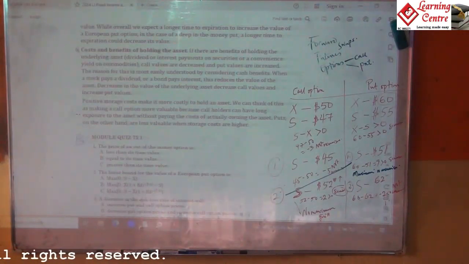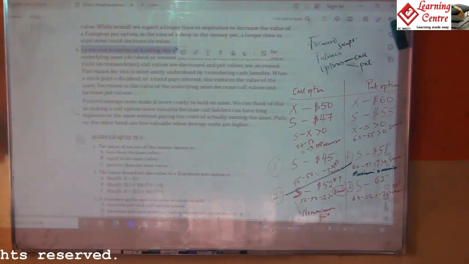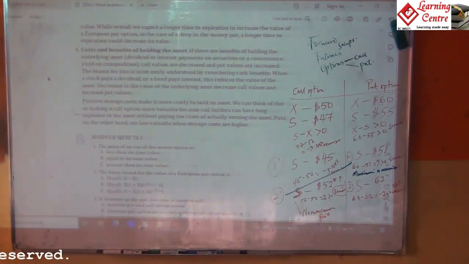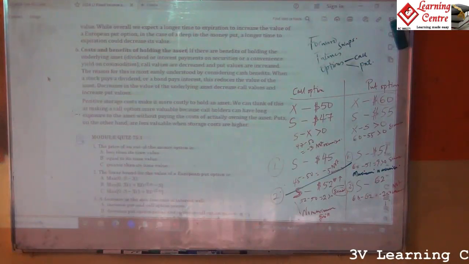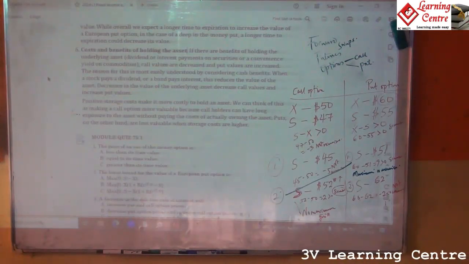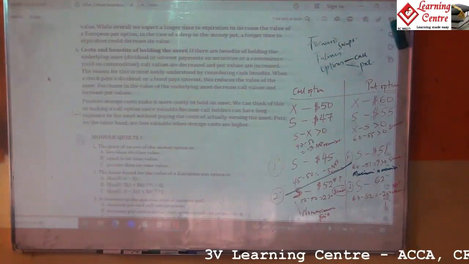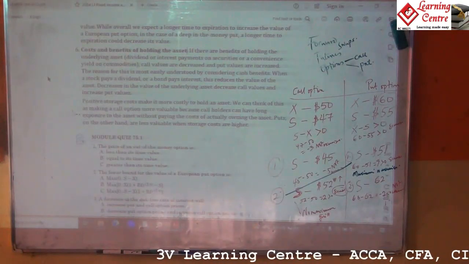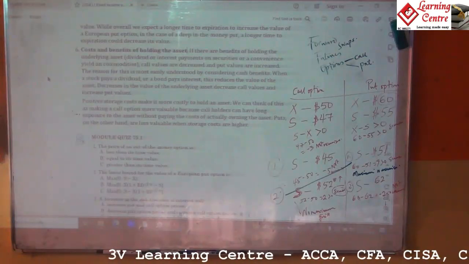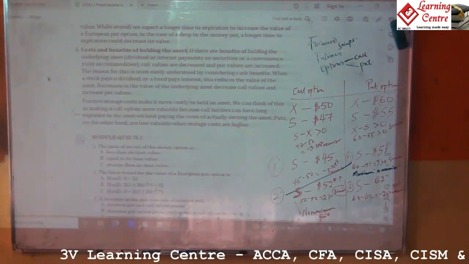Then cost and benefit of holding the assets. We've spoken about this as well. And we said if there are costs, you add them back. If there are benefits, you deduct them. So of course, if you are adding back costs and deducting benefits, it means that the value is reducing for a call option. Then the opposite for the put option, basically.